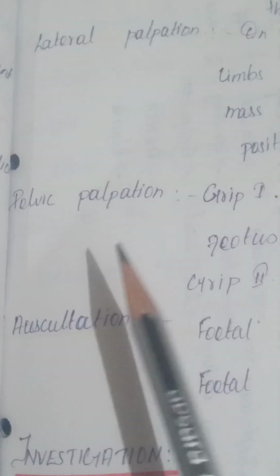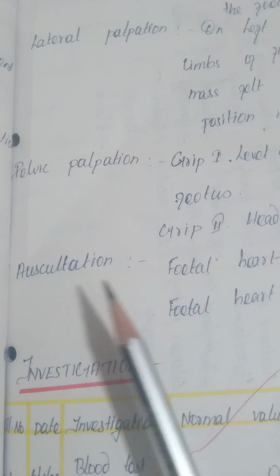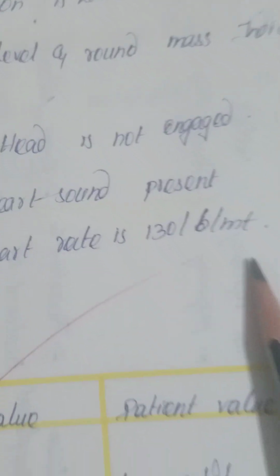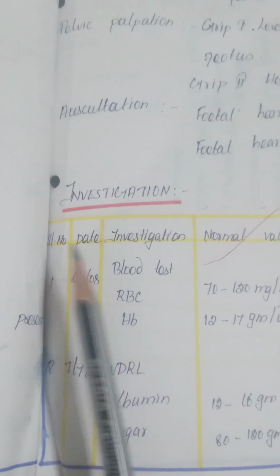The lateral palpation on left side, nodules felt, which indicate limbs of fetus. On right side, continuous mass felt, which indicates spine of the fetus. Position is LOA. LOA means left occipito anterior. Then pelvic palpation, Crib 1, level and round mass indicates head of the fetus. Crib 2, head is not engaged. Then auscultation, fetal heart sound present. Fetal heart rate is 130 per minute.